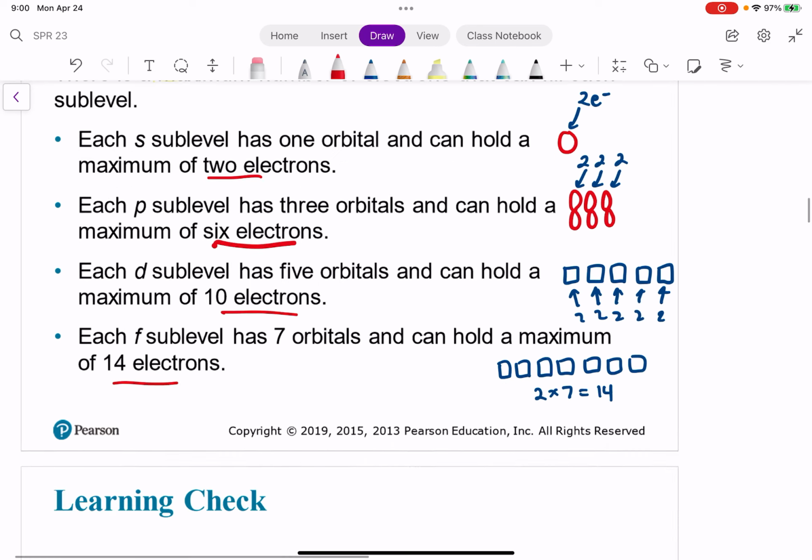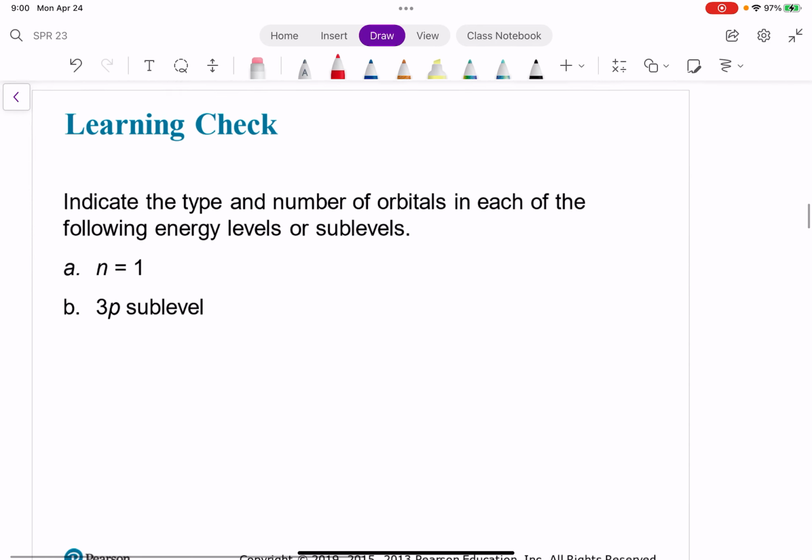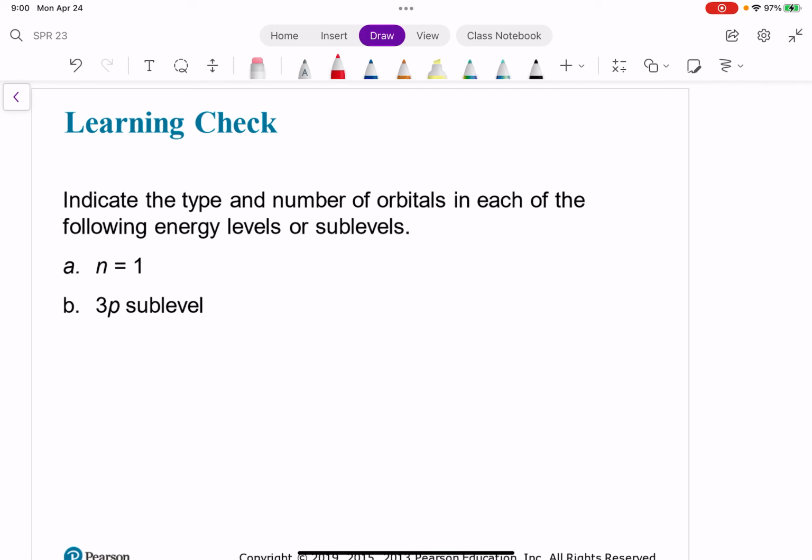Okay, so let's do this quick learning check and then I'm going to let you go because I know it's been a long video. So indicate the type and number of orbitals in each of the following energy levels or sublevels. So N equals 1, is that an energy level or a sublevel? That's an energy level, right? And then B is 3p sublevel. So now we are including sublevels. Pause the video, try it out, see what you think.